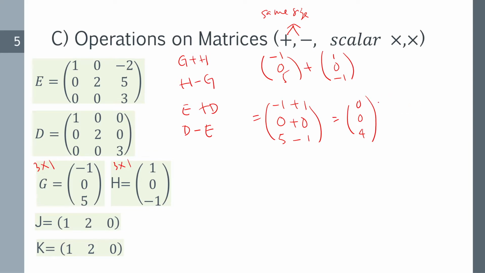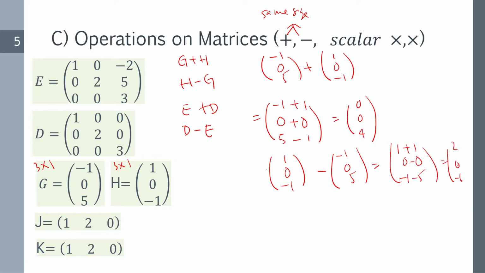If I want H minus G, my H is 1, 0, -1, minus G, which is -1, 0, 5. Only the same location: 1 minus -1, 0 minus 0, -1 minus 5. So finally I have 2, 0, -6. How about 3 by 3? They are the same, as long as you only plus or minus the same location.